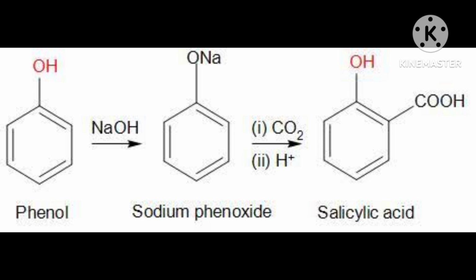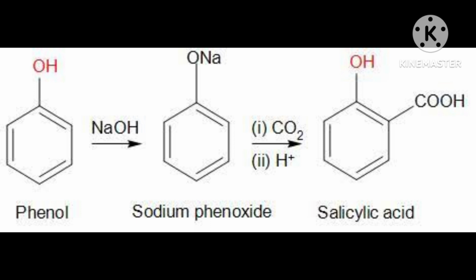Sodium phenoxide, when it reacts with CO2, carbon dioxide gas, in presence of acid, means acidic medium, then it gives salicylic acid, means 2-hydroxybenzoic acid. Carboxylic group is introduced. Okay. Then in Kolbe reaction, what happens? Phenol is converted to salicylic acid, means 2-hydroxybenzoic acid.